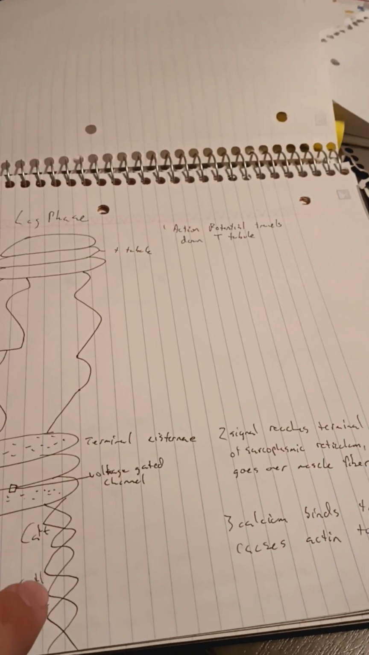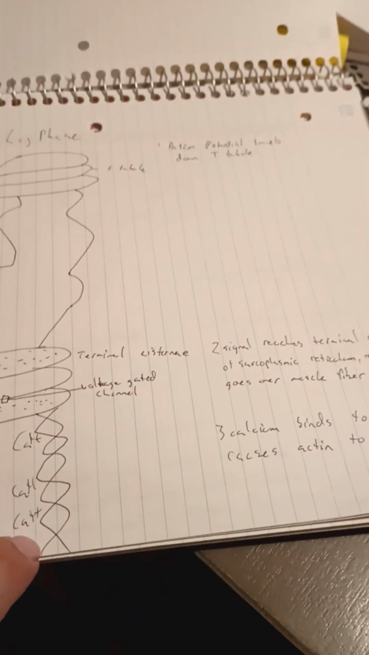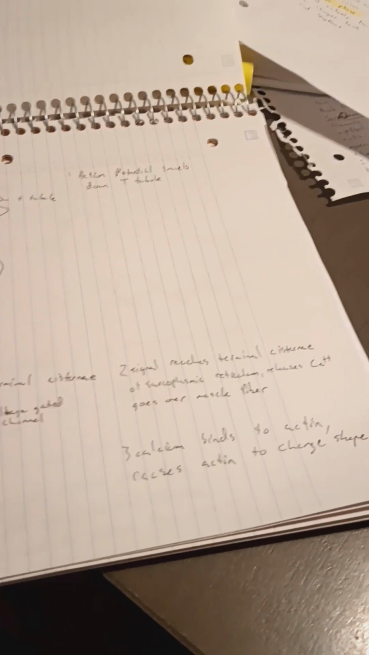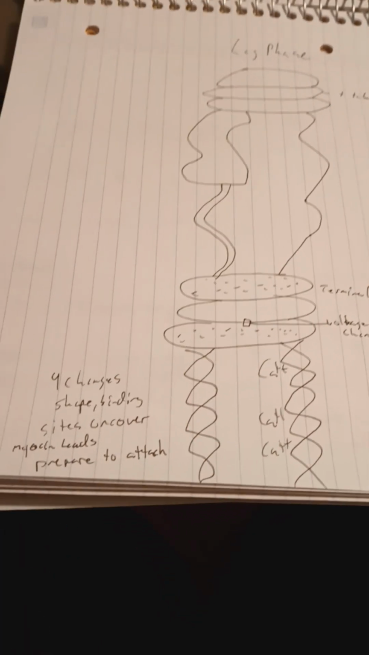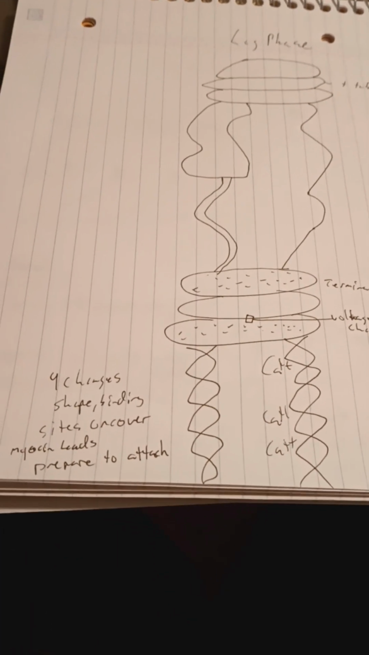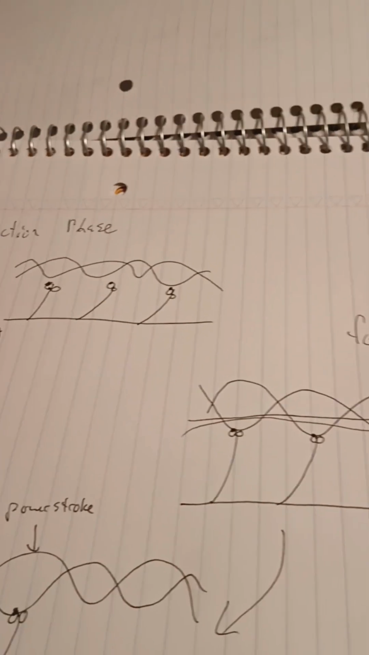And down here on the actin, that calcium is going to bind, and that's going to bind to the actin, and that's going to change its shape. And once it changes the shape, it's going to uncover the binding sites for the myosin heads, and they're going to prepare to attach. And that will take us to the contraction phase.